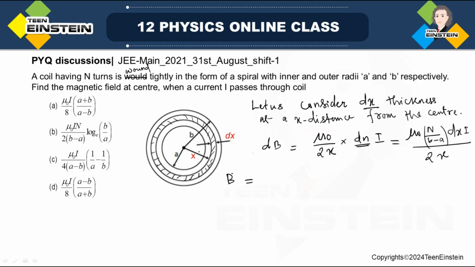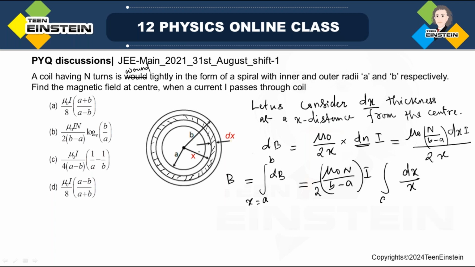Now look, if I have to get B, the total magnetic field, I have to integrate this over x from a to b. So I have mu naught n I by (b minus a). This is a constant term and current is also constant. So the 2 here I'll multiply, and what I have is dx by x, where the limit of x goes from a to b. So it will be mu 0 n I by 2(b minus a).